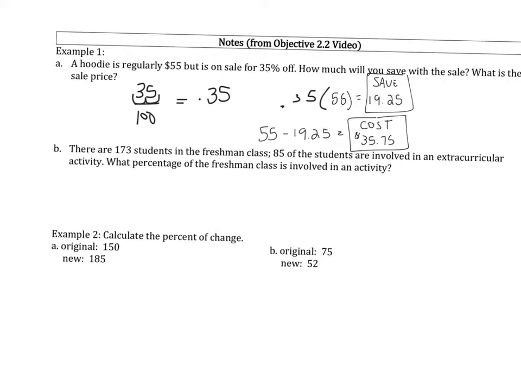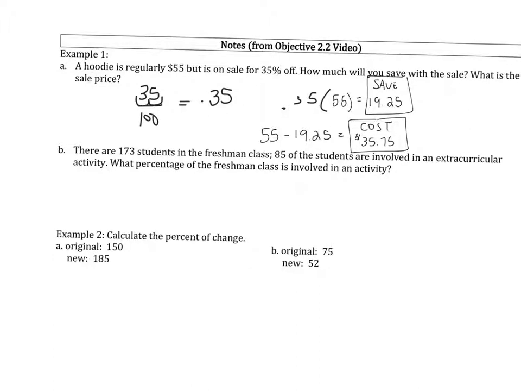Okay, so when you're given the percentage, we're going to convert it to a decimal by moving the decimal twice to the left and then multiplying it by the whole. On B, we're actually not given the percentage, we're trying to find the percentage. So there are 173 students in the freshman class, 85 are involved in extracurricular activity. What percentage are involved in an activity? Okay, so anytime you're trying to find a percentage, remember part divided by whole. So in this case, what part is involved in the extracurricular? Well, 85 of them. And there's 173 total. So then you would just use your calculator to divide 85 divided by 173, which gives you a decimal.